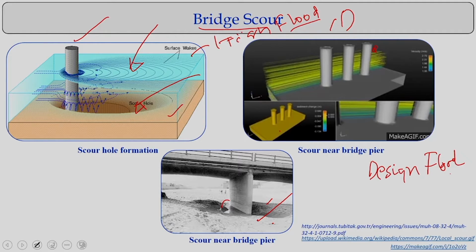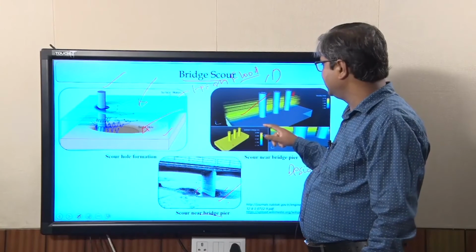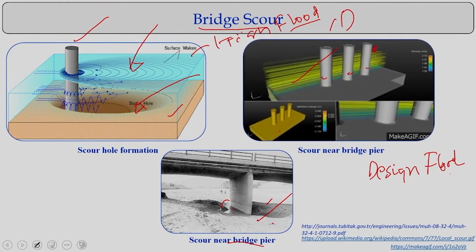In the same way, you can see scour hole formations when you go to any bridge site. Nowadays it is also possible to do mathematical modelling, CFD modelling, to know how these scour hole formations happen when you have three piers or consecutive piers.